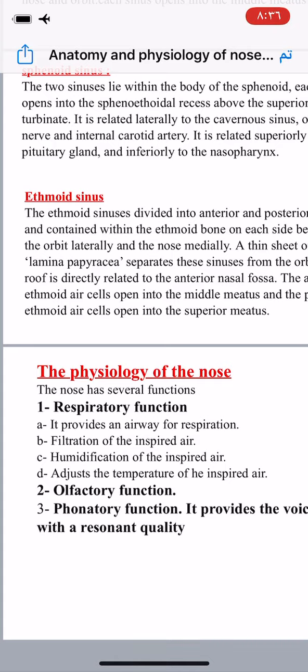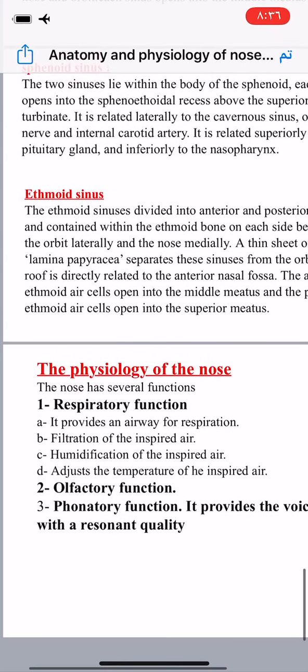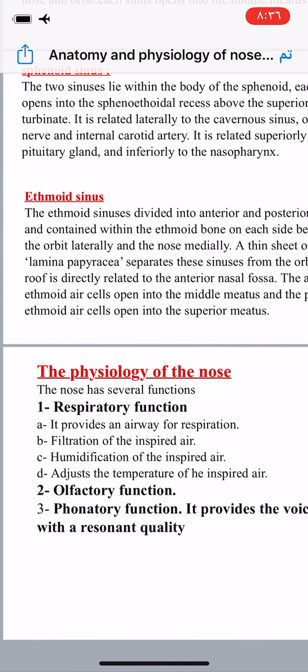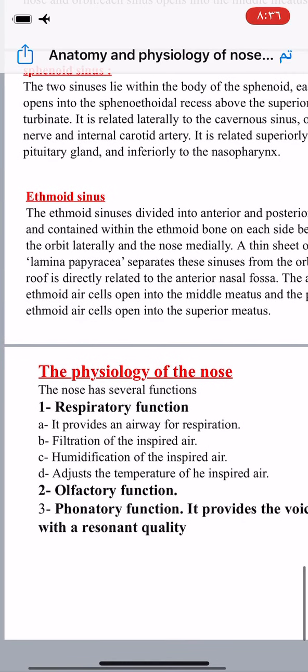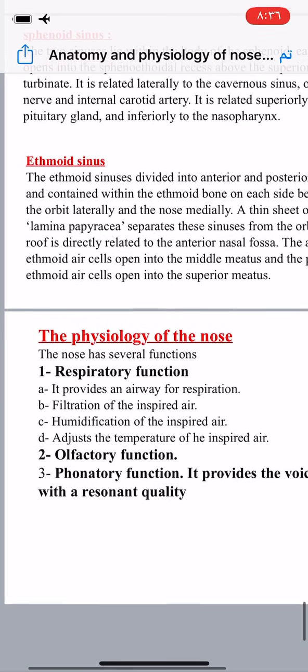Physiology of the nose. The nose has several functions. One, respiratory function, and this includes providing air for respiration, filtration of the inspired air, humidification of the inspired air, and adjusting the temperature of the inspired air. Two, olfactory function. Three, phonatory function. It provides the voice with resonant quality.